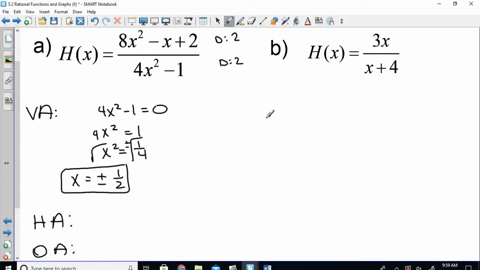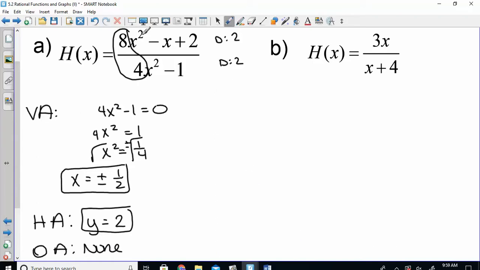If it's the same degree, which type is it? Horizontal. And what did we do? Divide the leading coefficients. So horizontal is always y equals, what's 8 divided by 4? 2. And if we have a horizontal, there is no oblique.